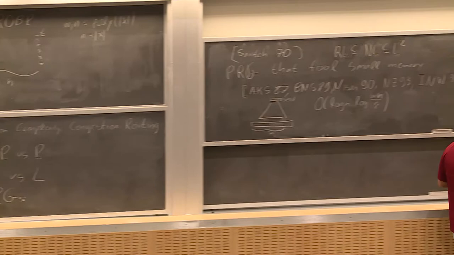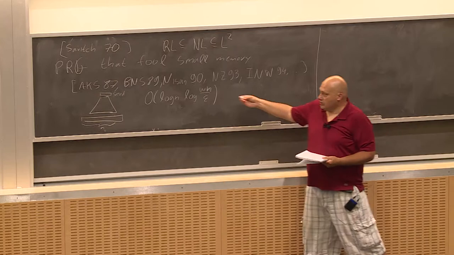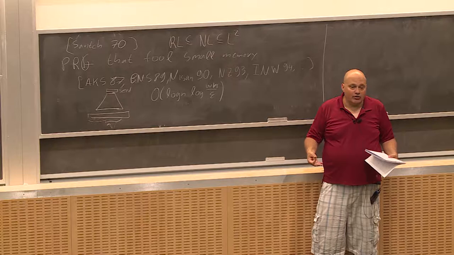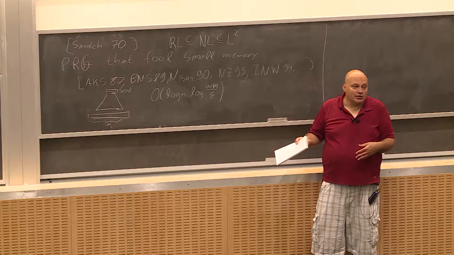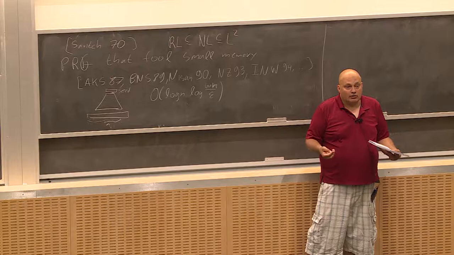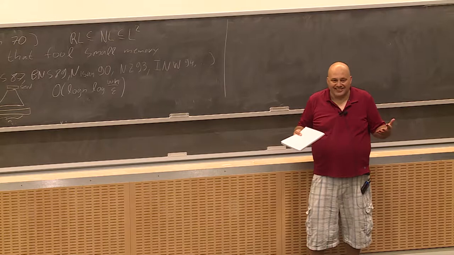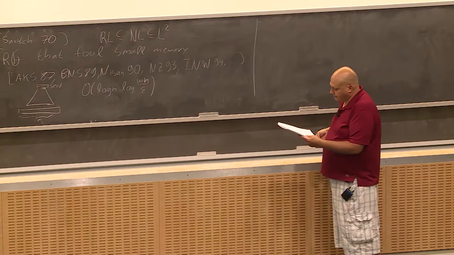Now, W is at most polynomial in N. So this gives you log squared N seed length, which translates to a different argument that RL is in L squared. So it doesn't give you an improvement already, but this notion and these generators played a major part in almost everything that happened later. In particular, this also applies to BPL.